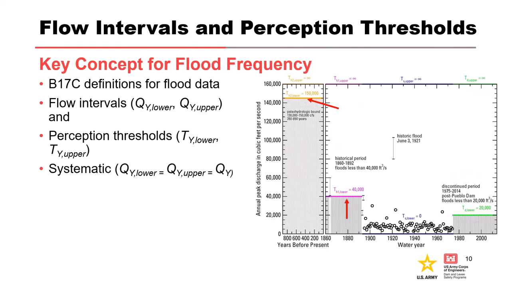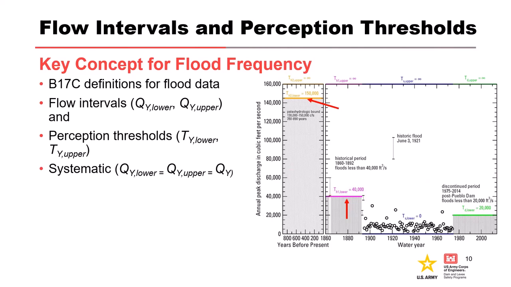So the question is, what did they use to define the flow range for these flow intervals? I'm not sure what they used for this example here. It's in the appendix of Bulletin 17C if you want to look more. But yeah, we'll talk about some rules of thumb that we use for our modern analysis.